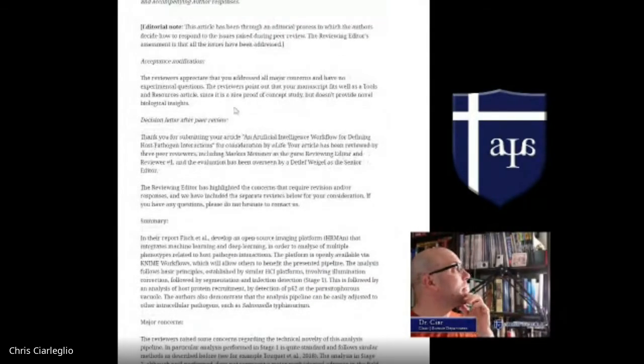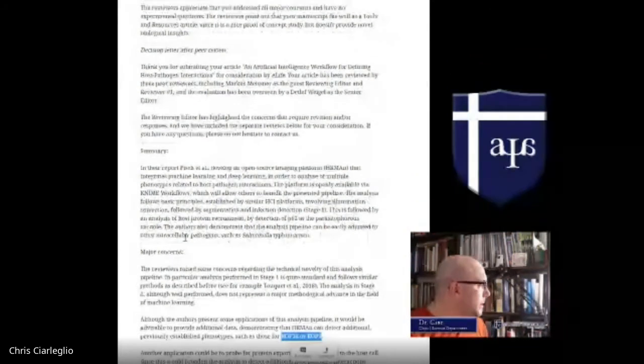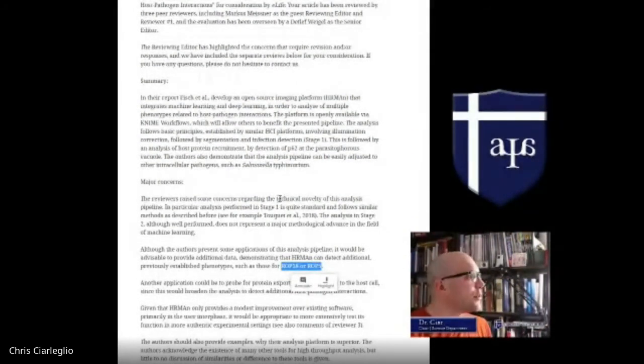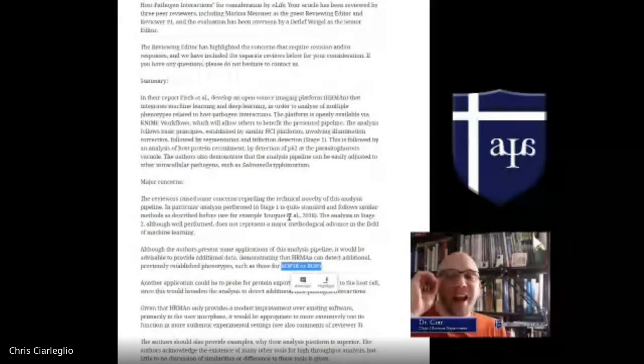Here it is. This is the decision letter after the peer review. I don't know if you could see this, but thank you for submitting. Summary. Let's see. Major concerns. The reviewers raised some concerns regarding the technical novelty of the analysis pipeline because it's not new. It's not novel, right? In particular, analysis performed in stage 1 is quite standard and follows similar methods described before. Okay, so figure this out. You got everything's connected here. You have to be a detective.